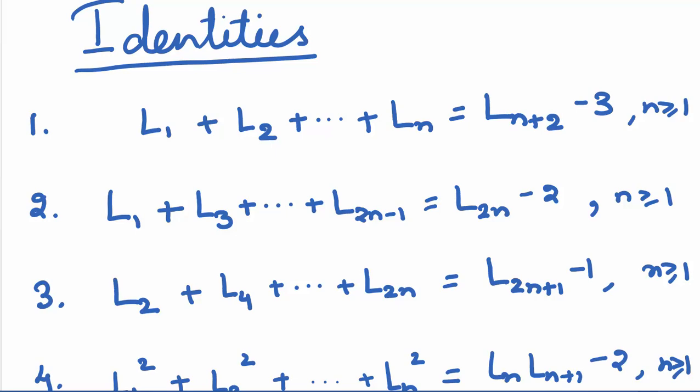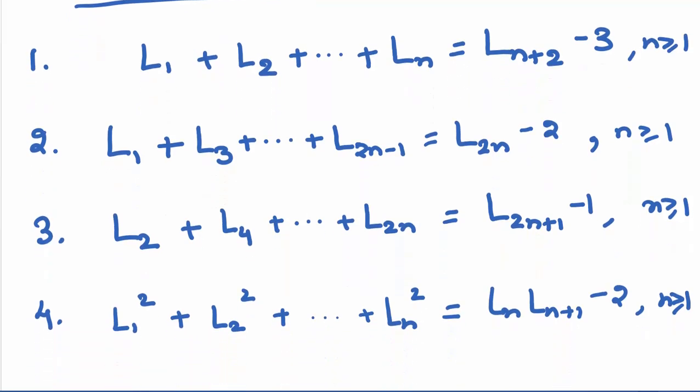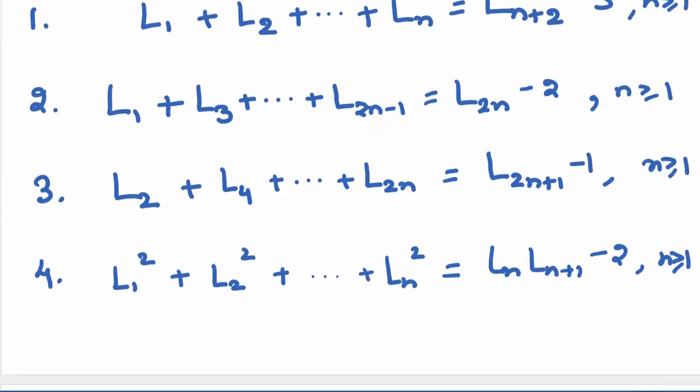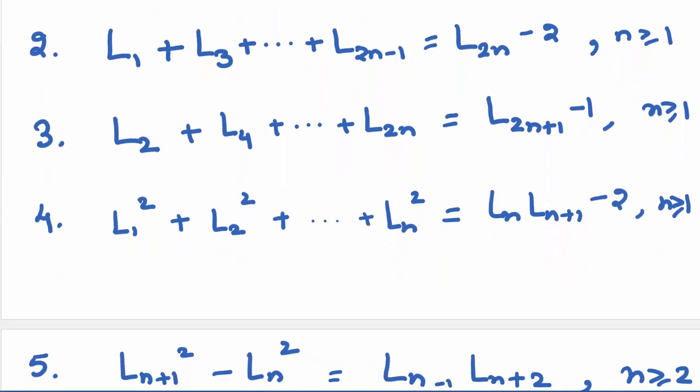If you take all the Lucas numbers which have an even suffix, that is L2 plus L4 and so on going up to L(2n), you will get L(2n+1) minus 1. Same for all values of n greater than or equal to 1. If you add the squares of the Lucas numbers starting with L1, so L1 squared plus L2 squared going up to Ln squared, we will get Ln times L(n+1) minus 2.